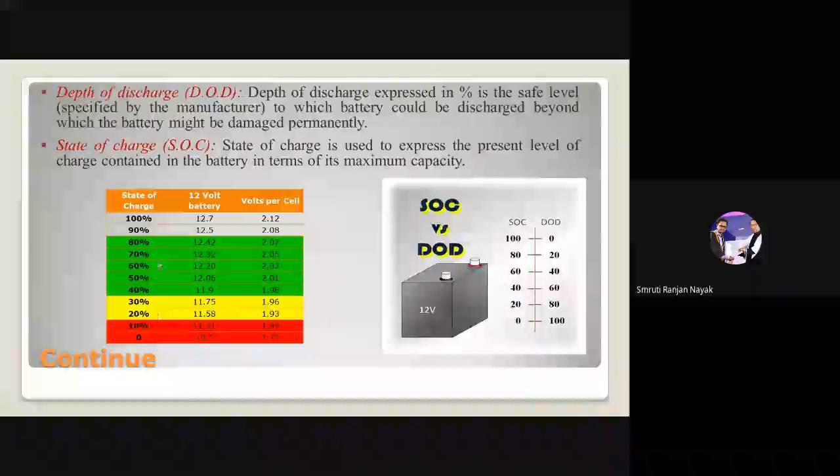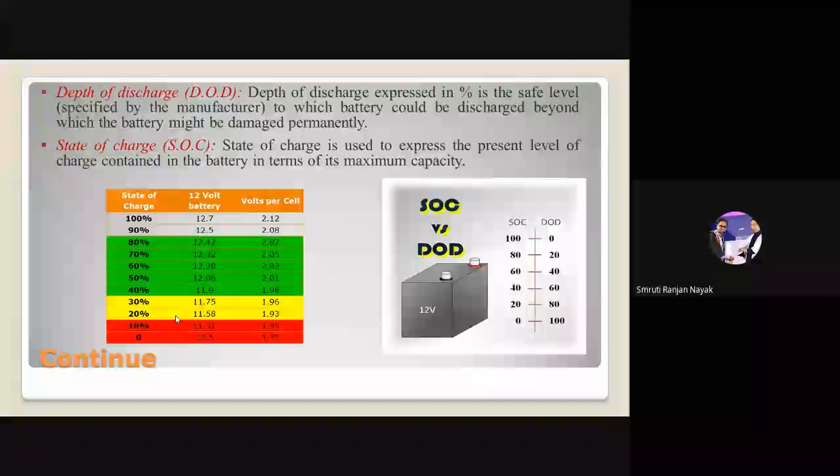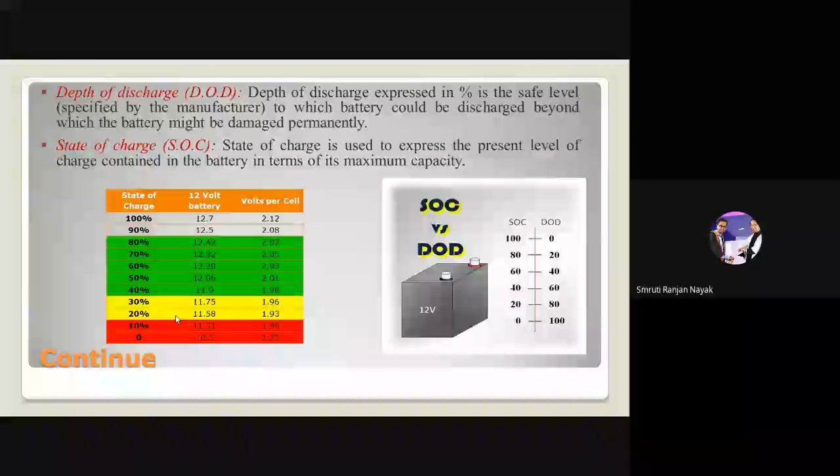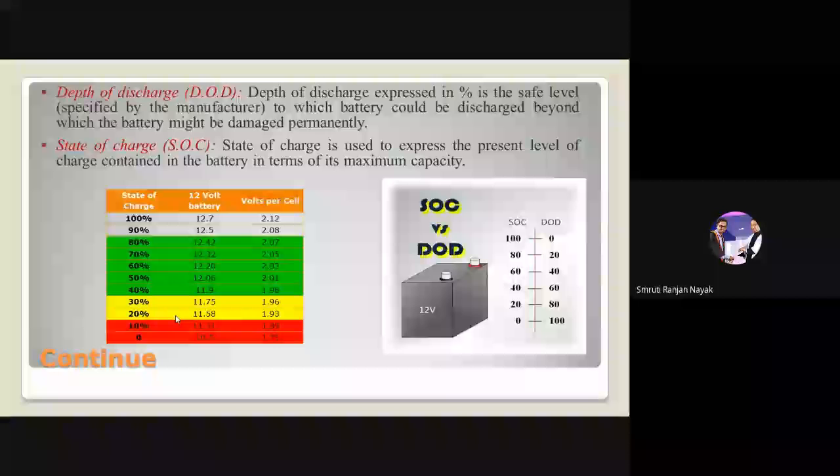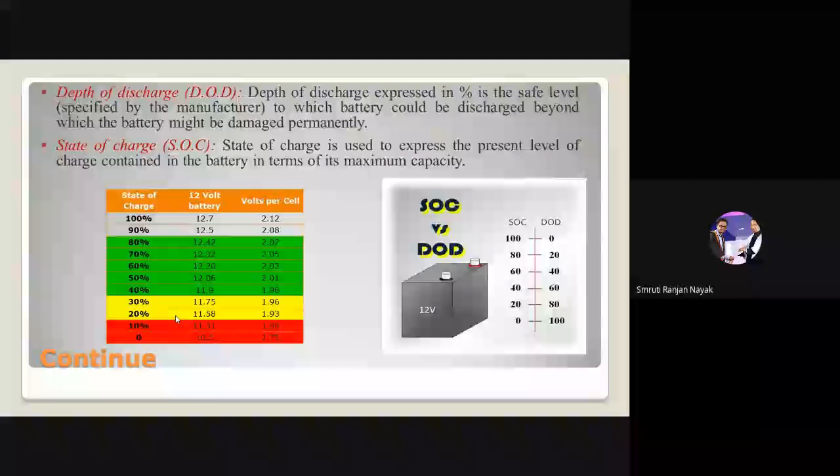So that comes to 40%. From 80% down to 40% is the green level. At that time, your battery will work at 11.9 volts and 1.9 per cell. But below that, it may not work. When it comes to 30, 20 or 10%, and when your state of charge is 0%, then your battery level is 10.5.